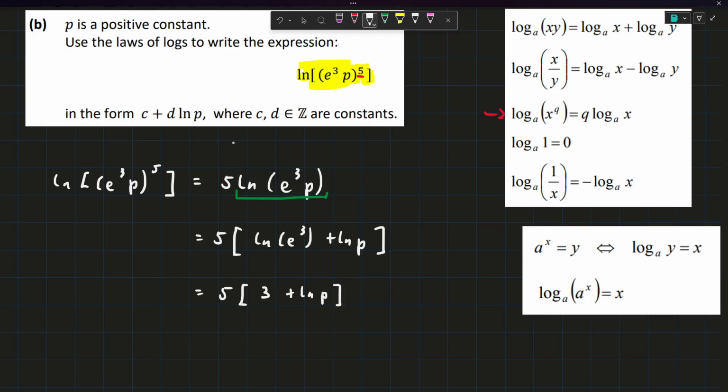And then finally, they want it in the form c plus d ln p, so we can just multiply out the brackets again, and we get 15 plus 5 ln p. And that is correct, because we have c plus d ln p, and c and d are integers, so yeah, that's good.